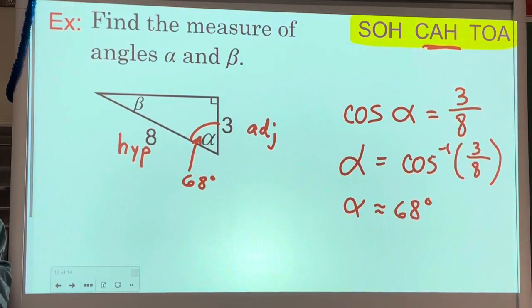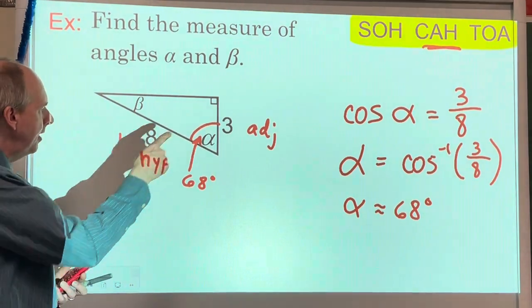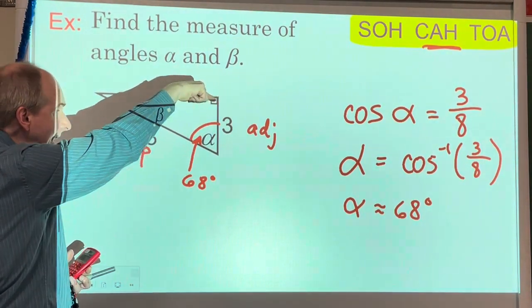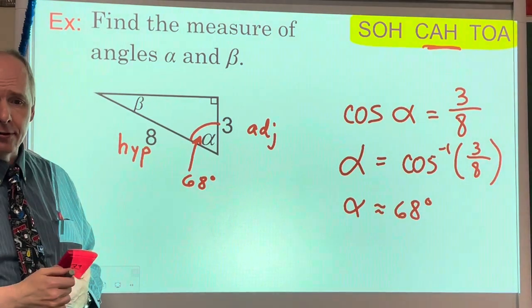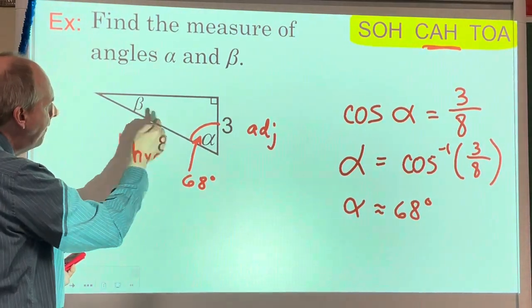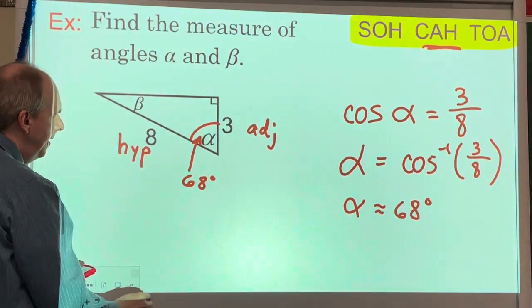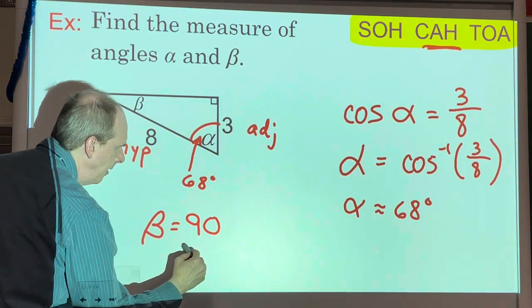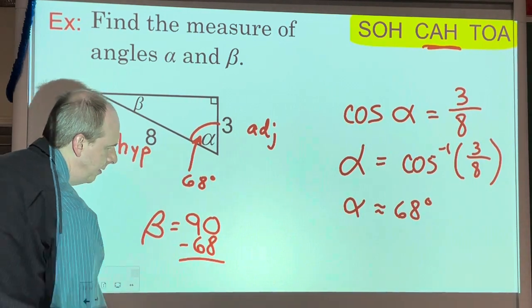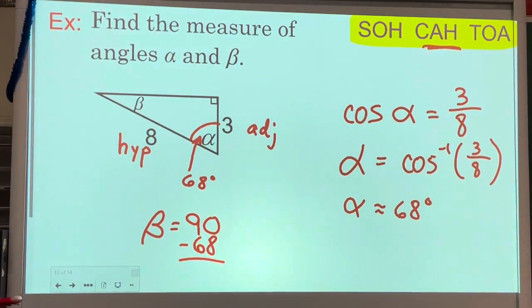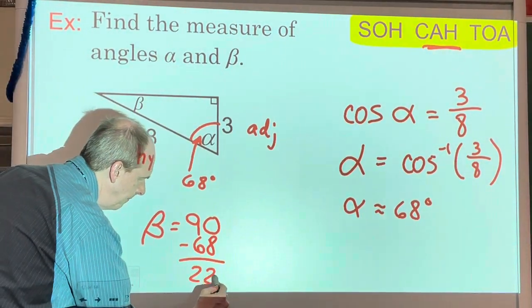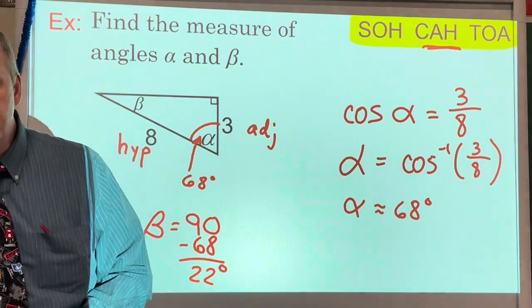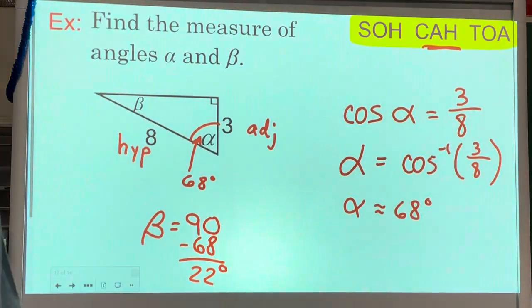How can you find beta? Well, remember that a triangle, they all add up to 180, and 90 of it's sitting up here in that corner. So that leaves us 90 for alpha and beta. If we want beta, we just need to do 90 minus 68. You get 22 degrees. Could you have done a trig problem? Absolutely. But it'd be a lot more work than going 90 minus 68.